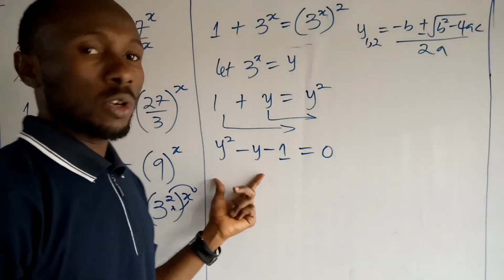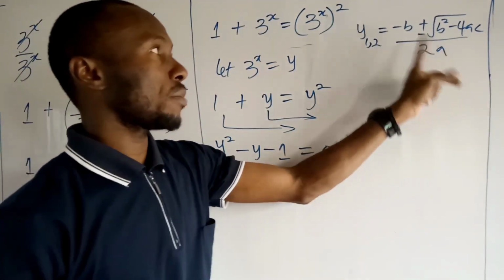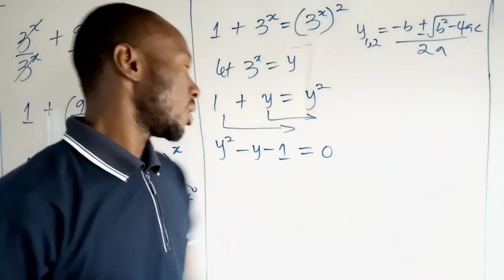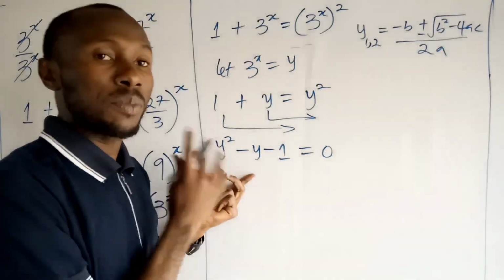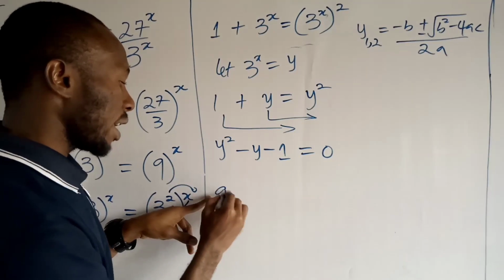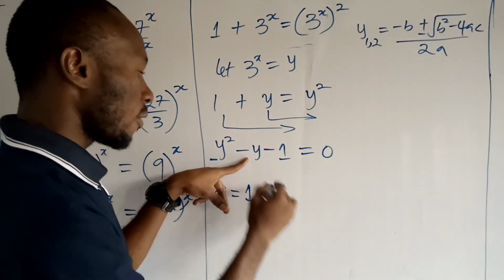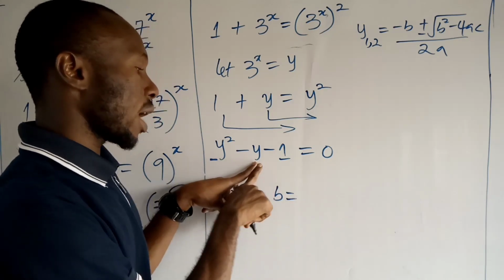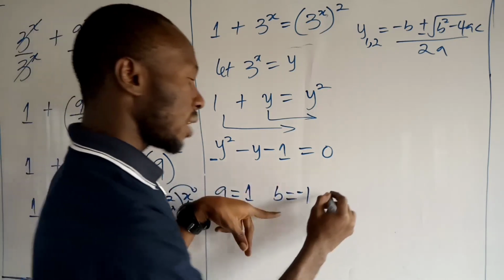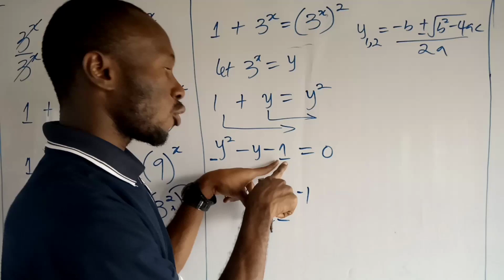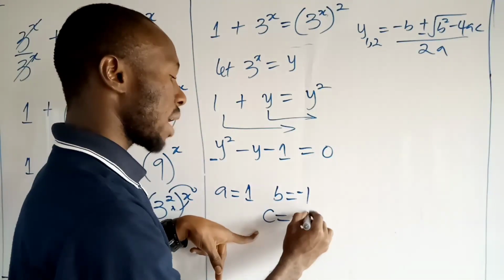Okay, so the next thing you want to do is to find the values of a, b, and c and plug into this formula. So from here, I'm going to get the values of a, b, and c. Now the value of a is the coefficient of y squared, which is 1. The value of b is the coefficient of y, which is minus 1. And the value of c is the constant term, which is also minus 1.